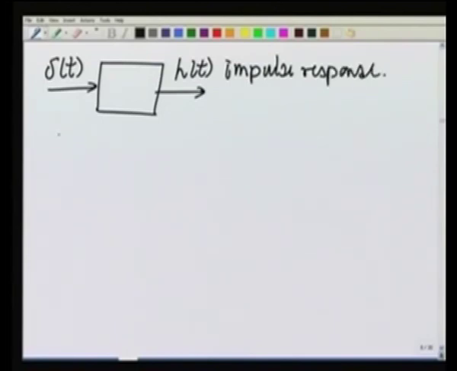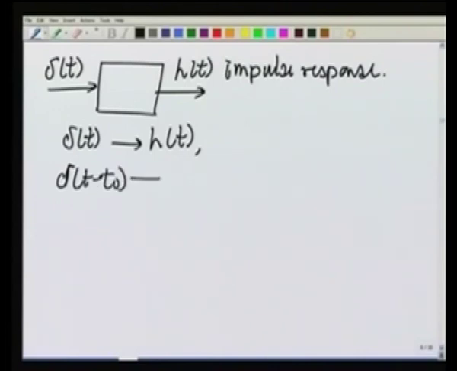Since delta(t) is our impulse, h(t) is our impulse response. So, if delta(t) yields h(t), then by time invariance delta(t minus t0) must yield h(t minus t0). This is, as I said, by time invariance.